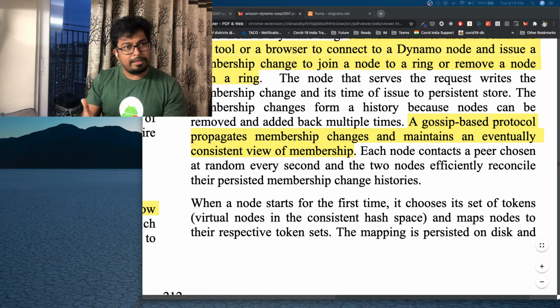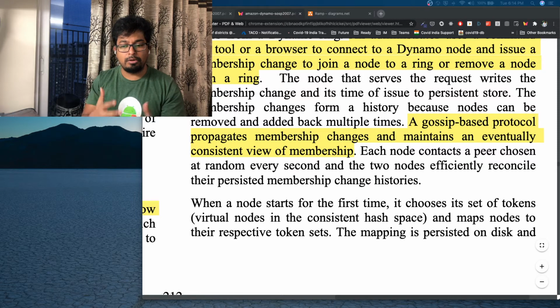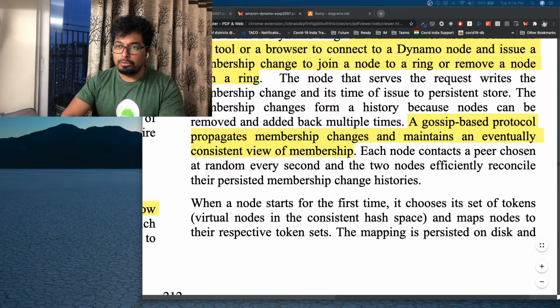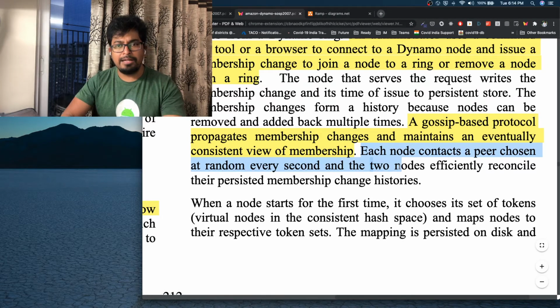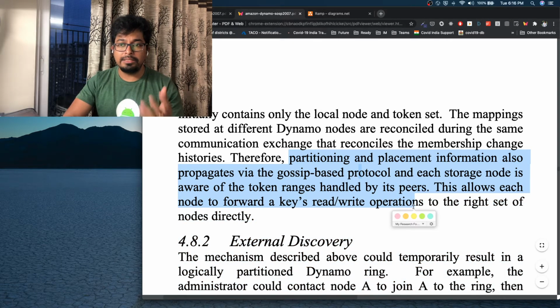So eventually data propagates to every node in the system. It's a way for nodes to build a global map from limited local interactions. So each node's contact appears chosen at random every second, and the two nodes efficiently reconcile their persistent membership change histories. So the partitioning and placement information also propagates via the gossip-based protocol, and each storage node is aware of the token ranges handled by its peers. This allows a node to forward a key's read-write operations to the right set of nodes directly.